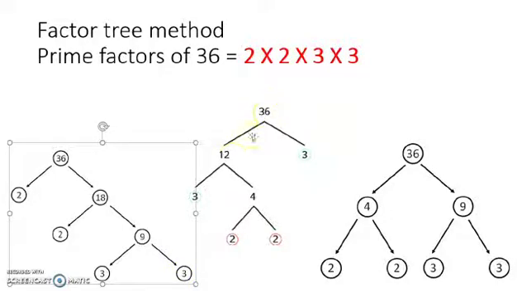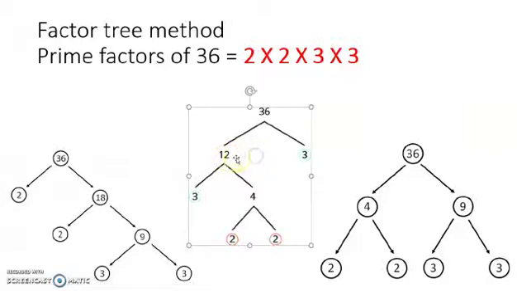We can break 36 in another way like this. 12 into 3 is 36. 3 is prime, so we'll leave it here. And 12 can be broken further. 3 4s are 12. So 3 is again prime, we'll leave this, but we'll break 4 now further. 2 into 2 is 4. So we have got the prime factors of 36 and they are again 2 times 3 and 2 times 2, just like this. 3 into 2 into 2 into 3.